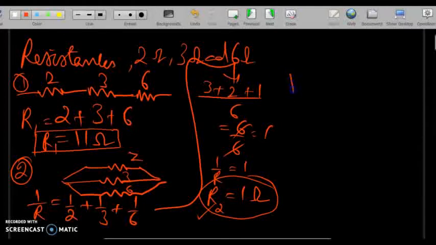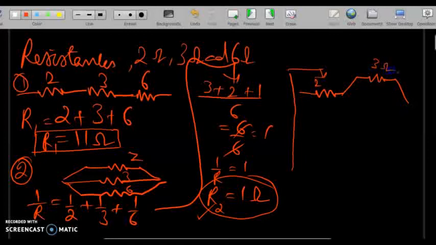Let me try another method. So another combination. I'll try this combination: 2 ohm, that is 3 ohm. Then we have the 6 ohm, right? Now I'll see whether this combination gives me the 4 ohm resistance.